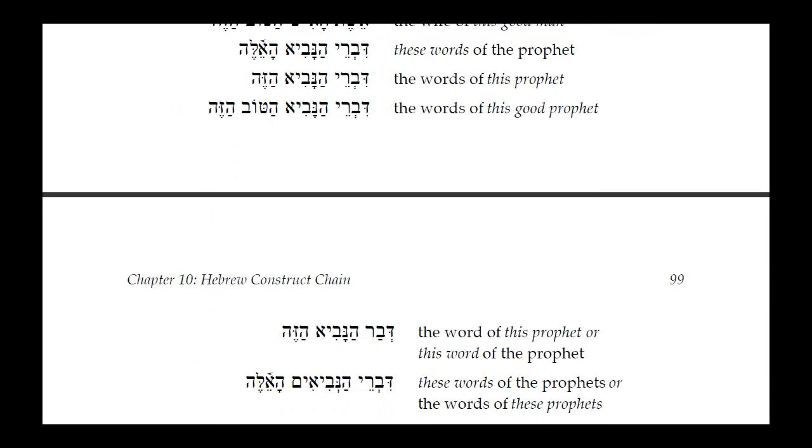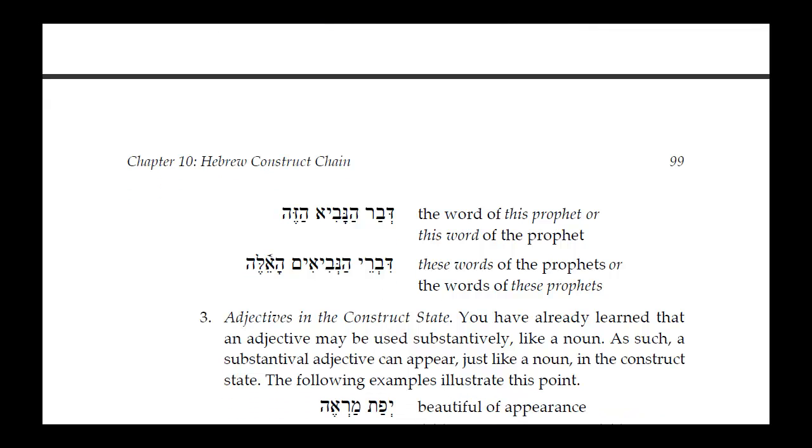Alright, let's head on down here and do a few more examples. We have Davar Hanavi Hazeh. Again, there can be ambiguity. It can go either way sometimes in here. So we see that Hazeh is masculine singular, a demonstrative adjective. It can both agree with Hanavi and with Davar here. So we could translate it as the word of this prophet, or this word of the prophet. Either way would be correct based on this construction here.